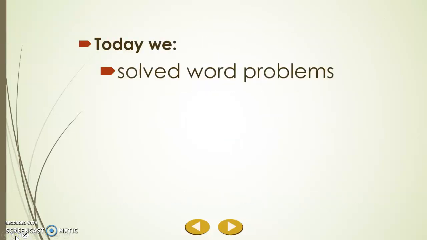Today, we solved word problems using everything we have learned from this chapter. Distribution property, combining like terms, keeping our equations balanced, representing unknown numbers with variables. If you guys have any questions, be sure to ask me next class.